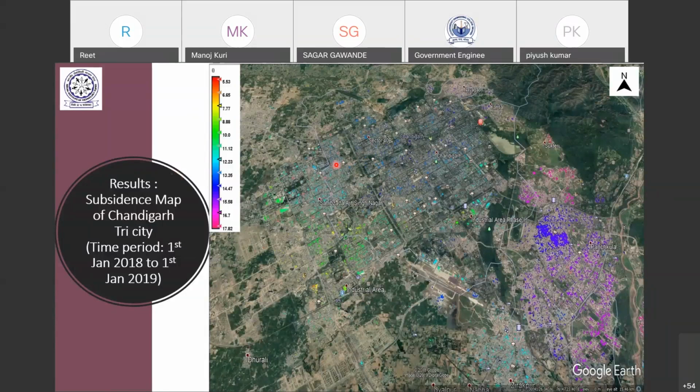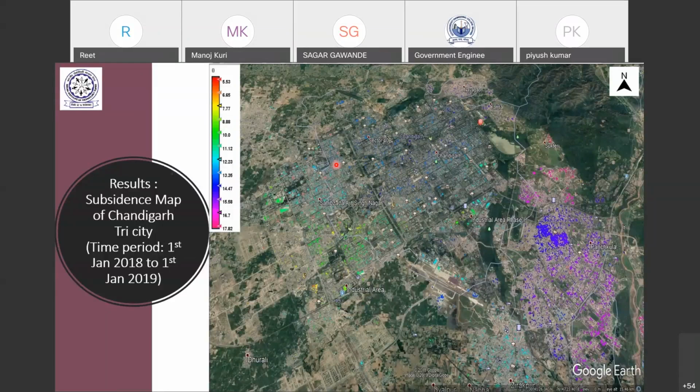So this is the subsidence map of the Chandigarh Tri-City area, which we have prepared using the data of 1st January 2018 to 1st January 2019. So a 1 year period was selected, and we can see that a lot of area is showing a high amount of subsidence. The unit here is mm. We are observing 16 mm, 17 mm of subsidence in most of the area, between 15 to 17 mm of subsidence. So this is a high amount of subsidence.